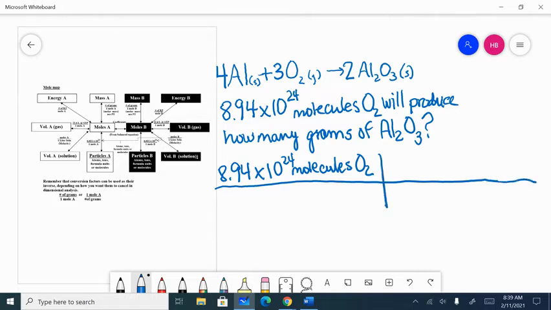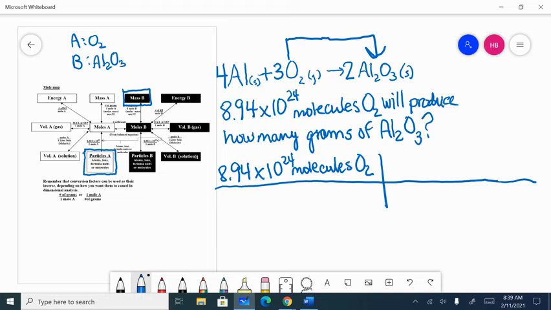So this time I'm going to diagram the equation. I'm starting with oxygen and I'm ending with aluminum oxide. So I'm starting with molecules. Remember, we always start on the A side. And I want to end at grams. So in this case, oxygen is compound A and compound B is aluminum oxide.